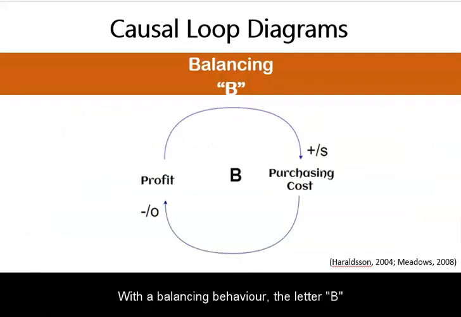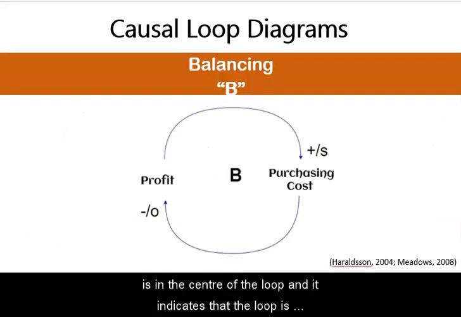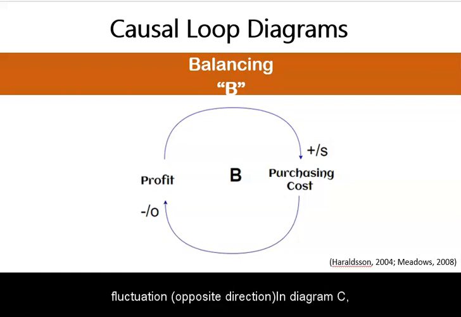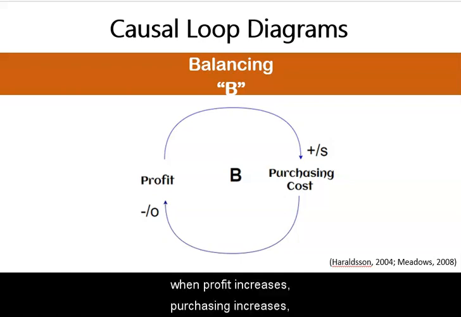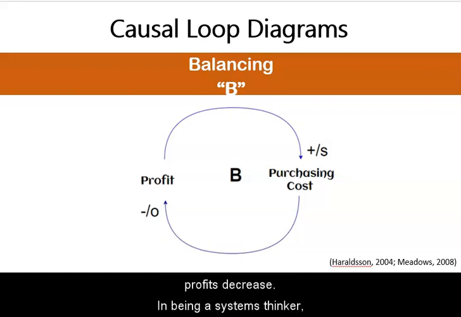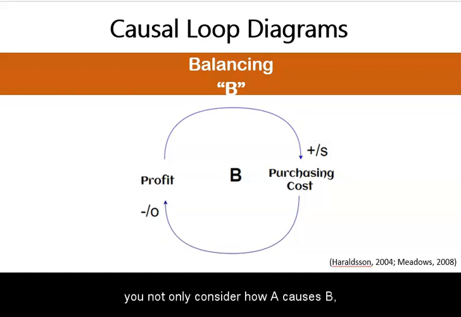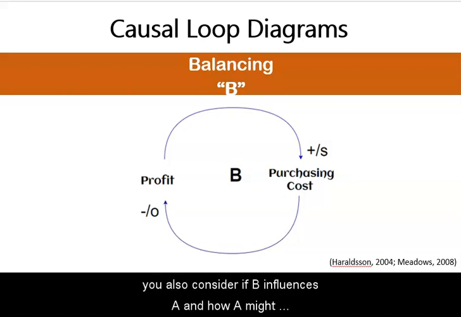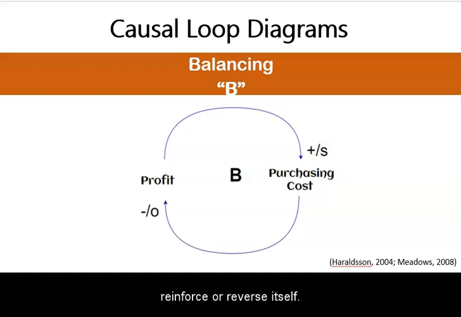With a balancing behavior, the letter B is in the center of the loop and it indicates that the loop is either moving towards equilibrium, same direction, or fluctuation, opposite direction. In this diagram, you see when profit increases, purchasing increases. And when purchasing increases, profits decrease. In being a systems thinker, you not only consider how A causes B, you also consider if B influences A and how A might reinforce or reverse itself.